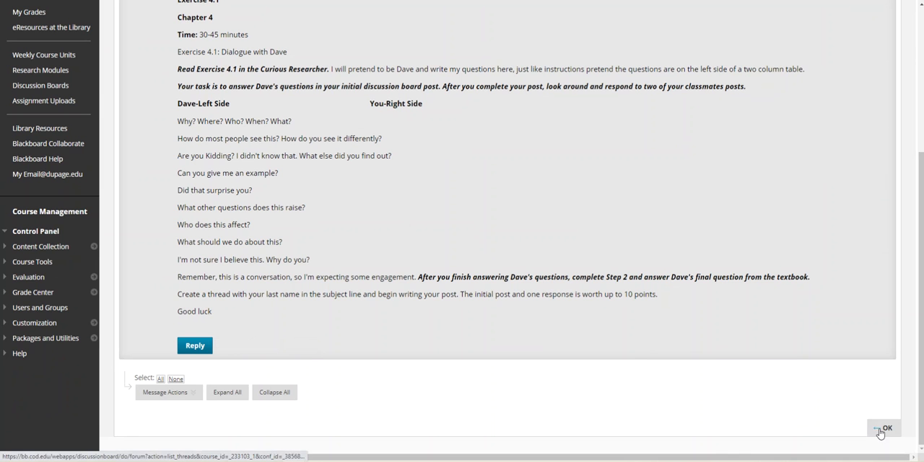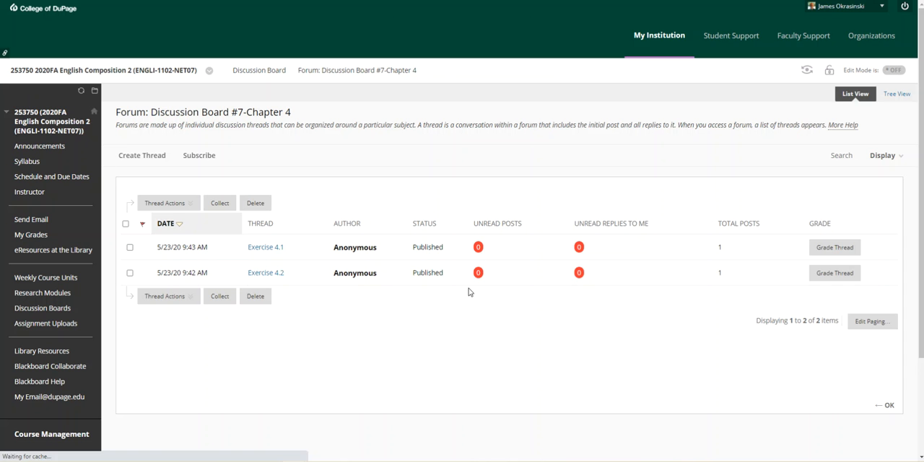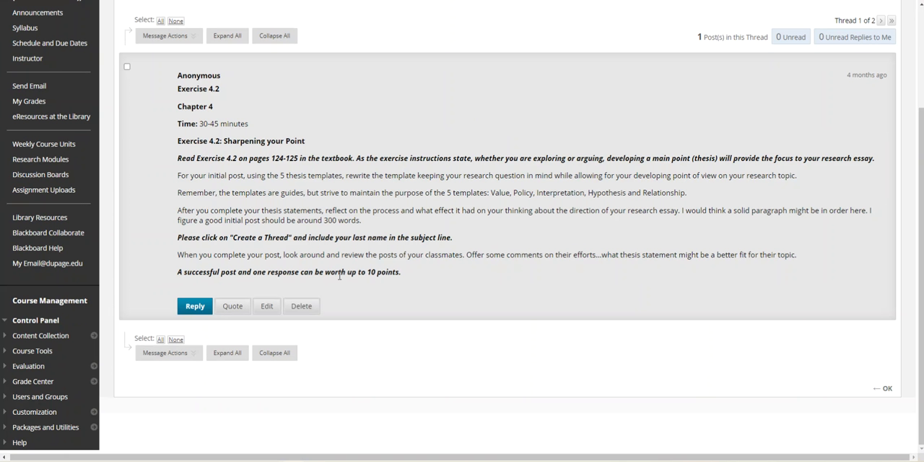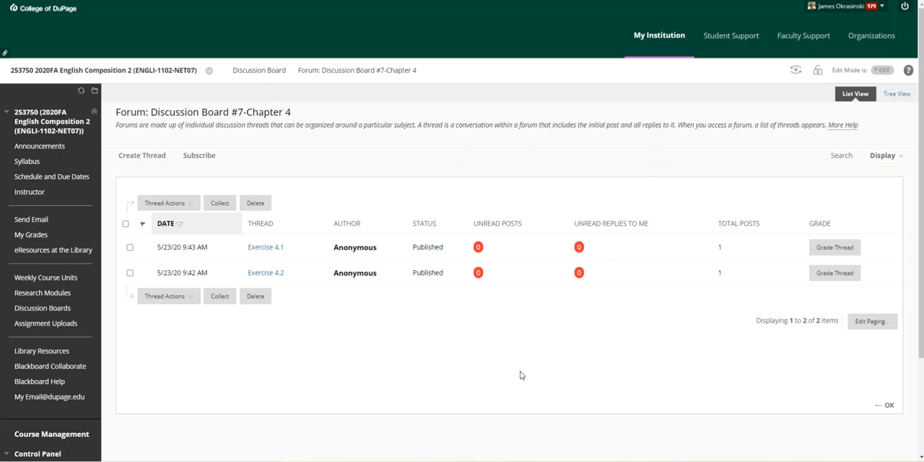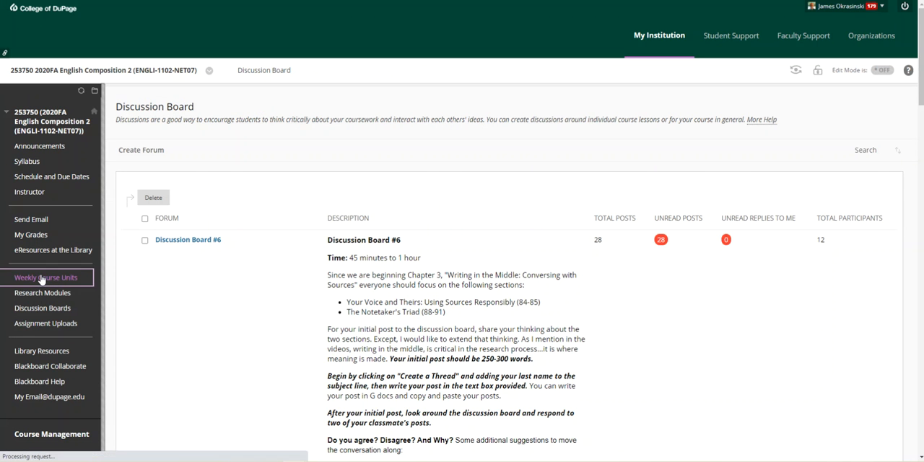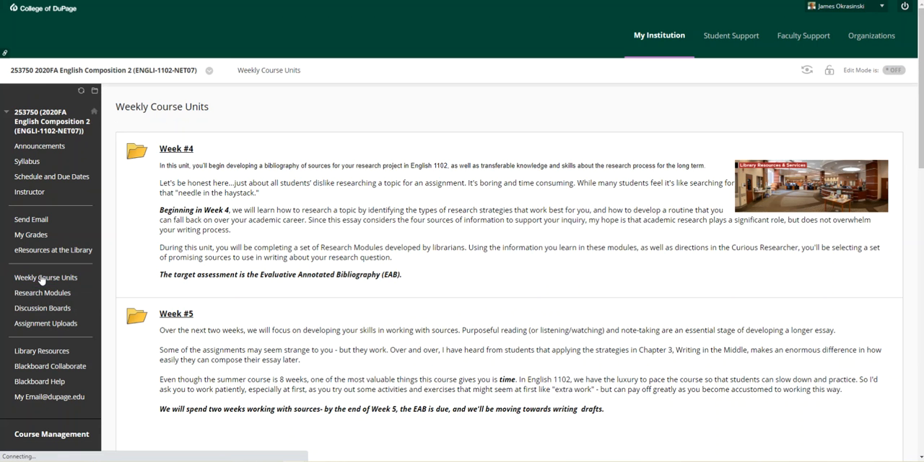That is one of my personal favorites in chapter 4. Exercise 4.2 gives you the pages in the textbook, and this will help you refine your thesis. All of these exercises, as you can see, will help you focus your research essay assignment, right? So let me get to the main discussion boards. I'll stop quickly in the weekly course units.